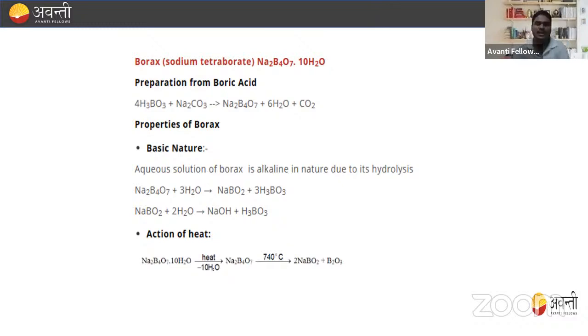So what happens when boric acid is treated with Na2CO3, right? It will form Na2B4O7.6H2O plus CO2, right? So when boric acid, that is H3BO3, is treated with Na2CO3, it will form Na2B4O7, that is borax. So the formation of borax will take place. So the first method is from boric acid. We prepare borax from boric acid itself, right? Now, what are the properties of borax? If I'm talking about the properties of borax, then how does borax behave?